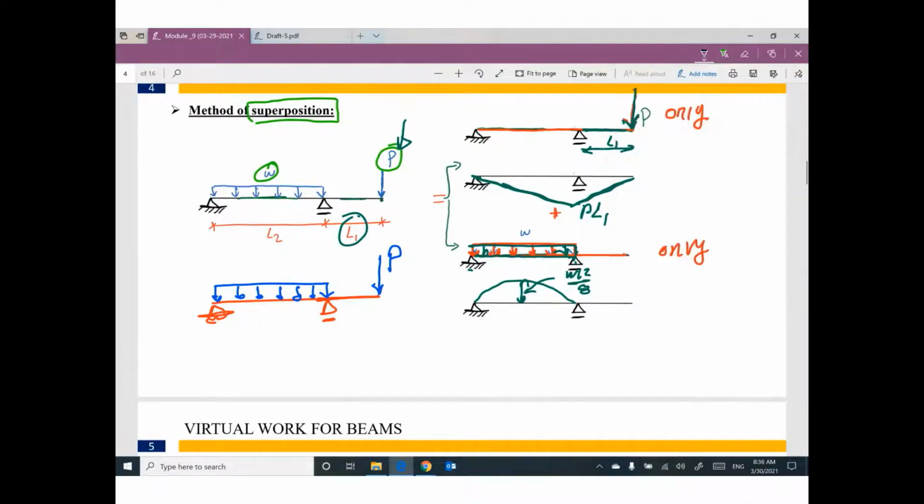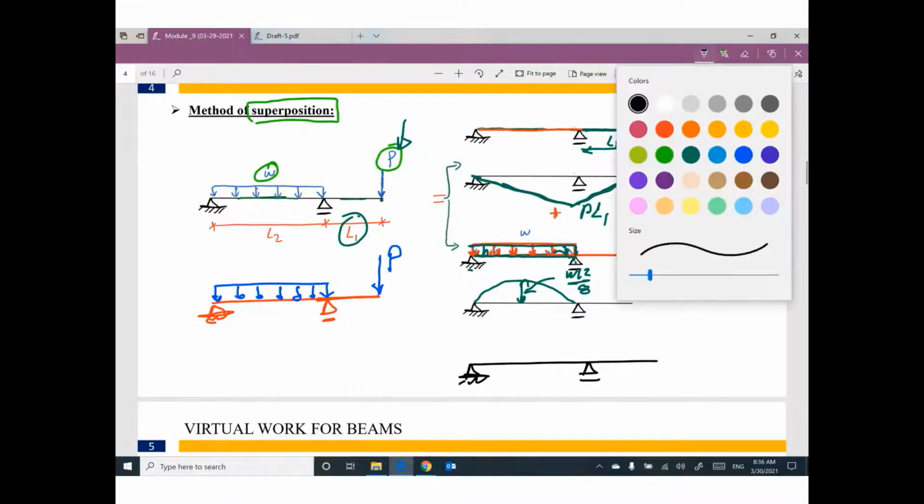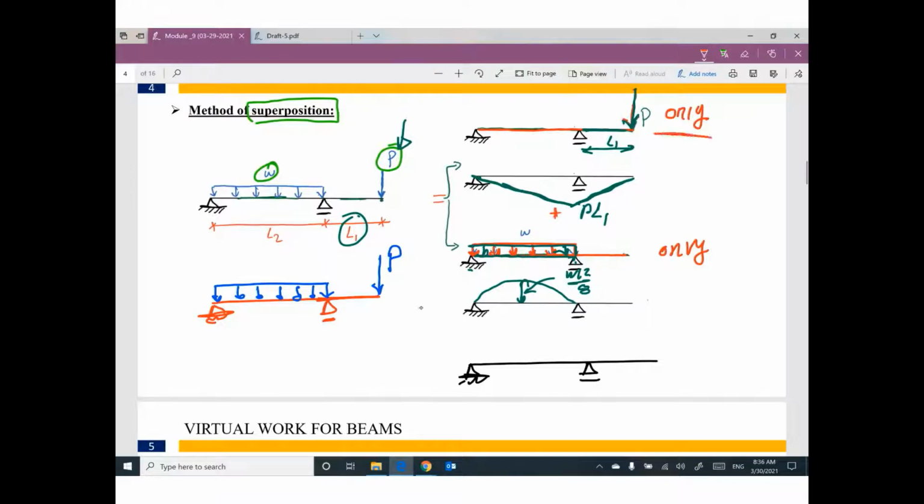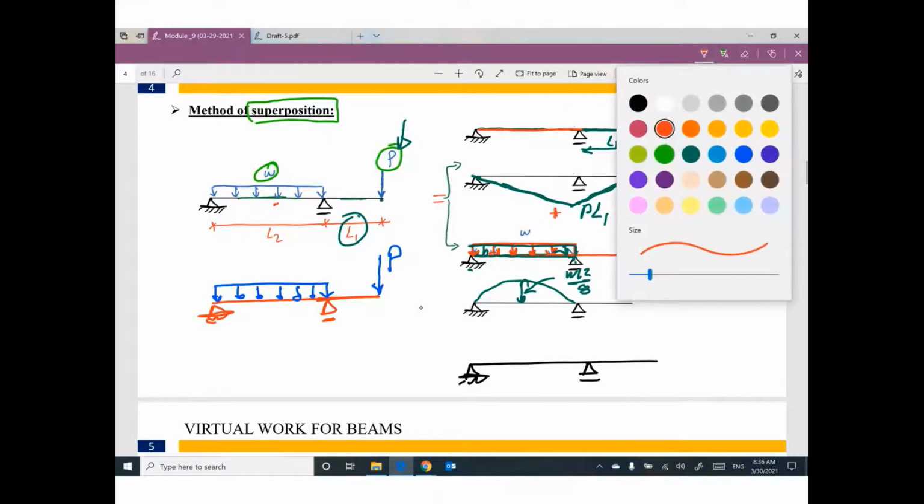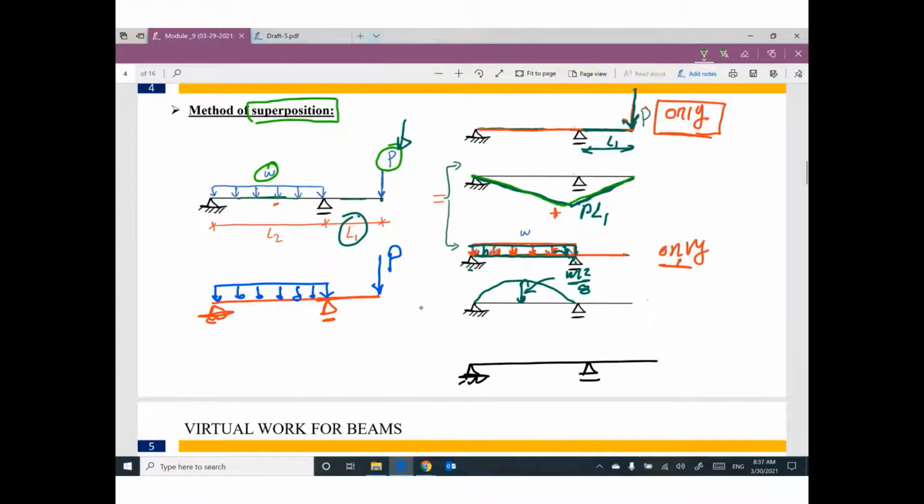So my question is, do you think this load is existing alone? No. Do you think this load is existing alone? No. Both of them exist at the same time. That means we will have this shape beside this shape.